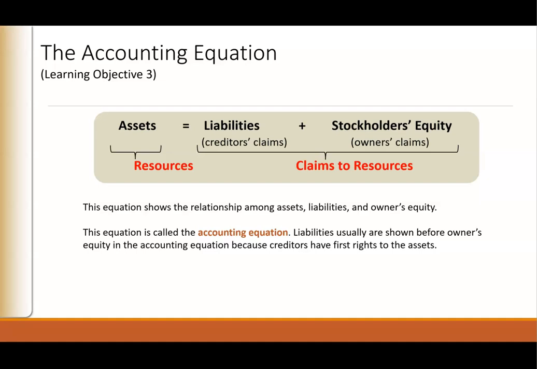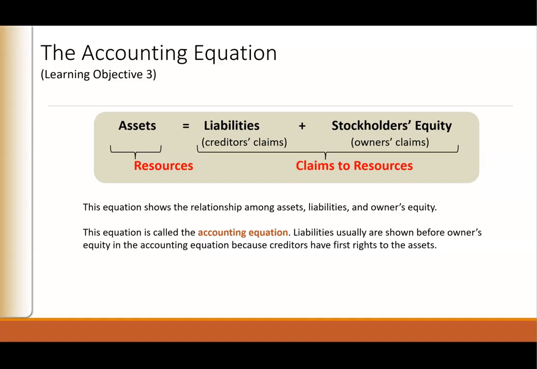So when you think of a company, and this is really key, really important, think of with a company, there are assets. We call assets resources. Assets will always equal liabilities plus owner's equity or stockholder's equity. What that means, our resources will always equal either the creditor's claims to those resources, who we owe, or what we own, the owner's claims to those resources. This is called the accounting equation.